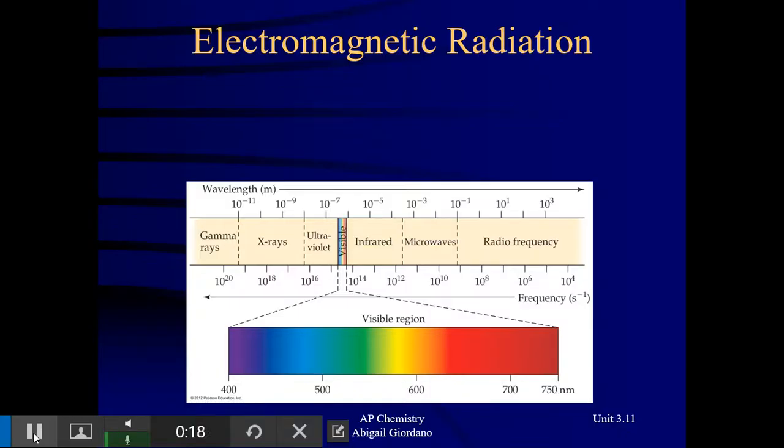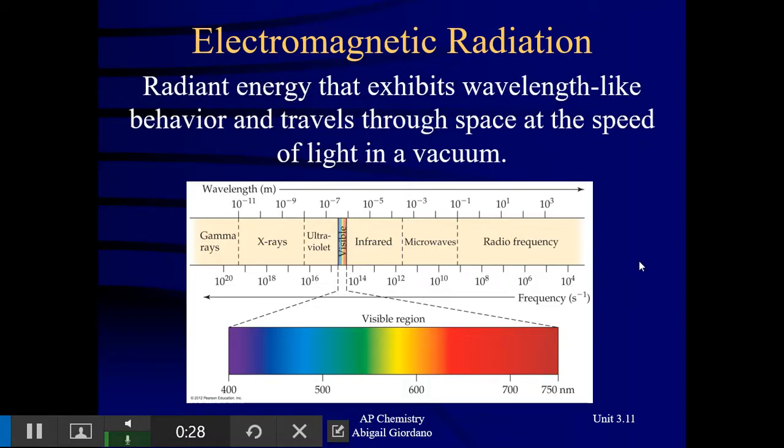You likely learned about the electromagnetic spectrum in Chem 1, but let's just review a little piece of it. This is a spectrum of different types of energy that have some things in common. They all travel in waves. They all travel at the speed of light. We're going to talk more about those characteristics in our next lesson.